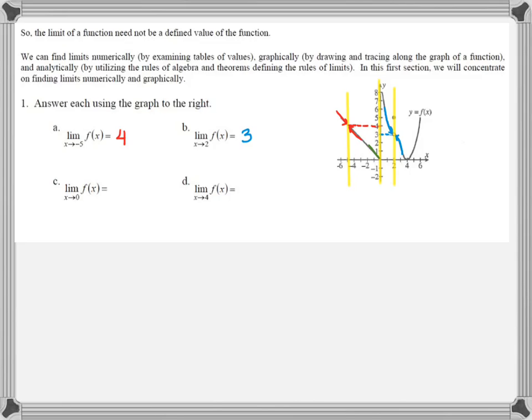For part C, my left-hand side is going towards 0 and my right-hand side is going towards 8. So since they go to two different numbers, the limit does not exist. And for part D, looking at x equals 4, the left-hand side goes to 0 and the right-hand side goes to 0. So my limit as x goes to 4 of f of x equals 0.